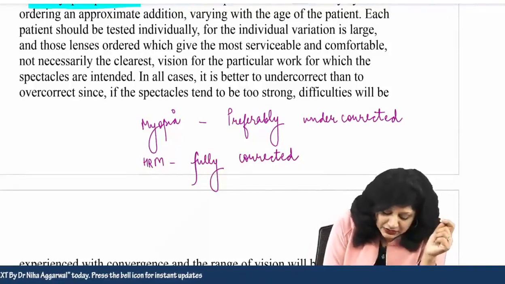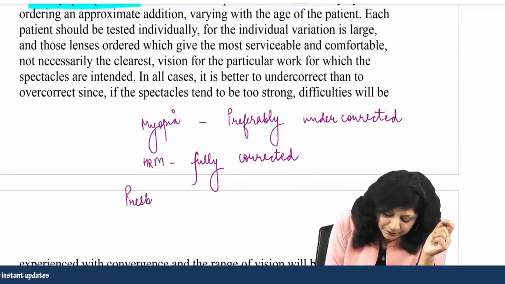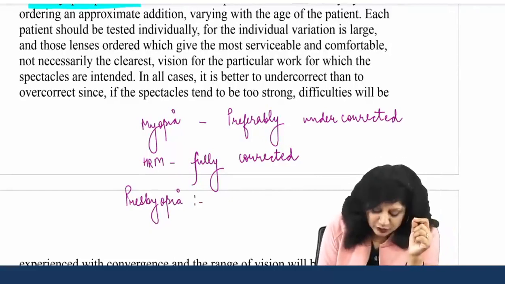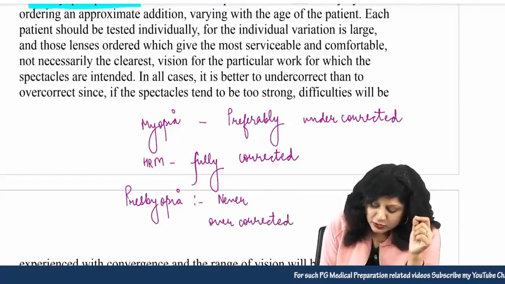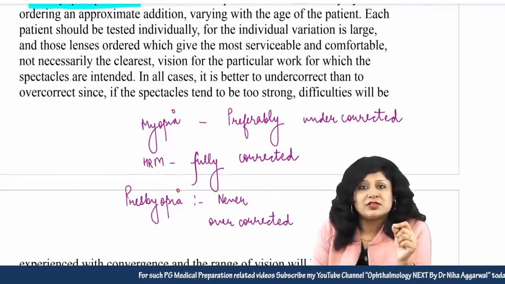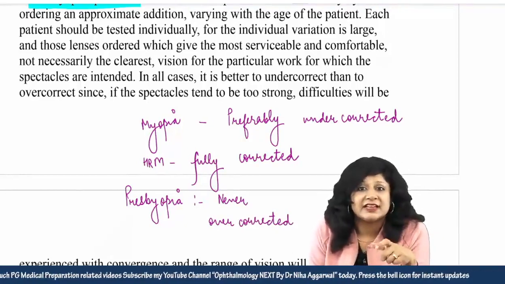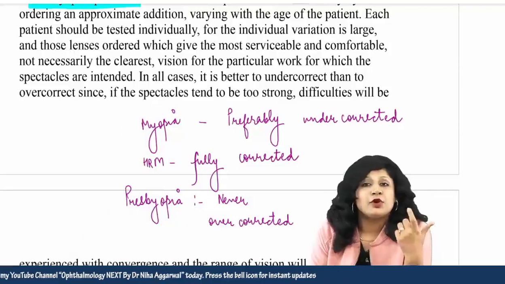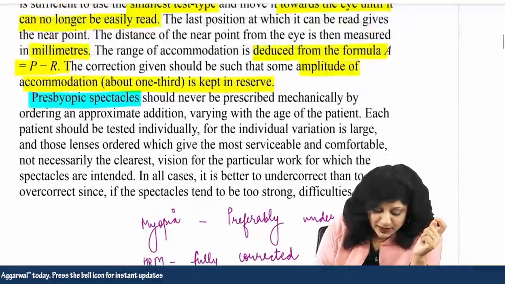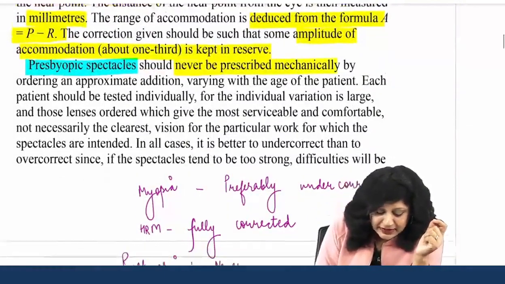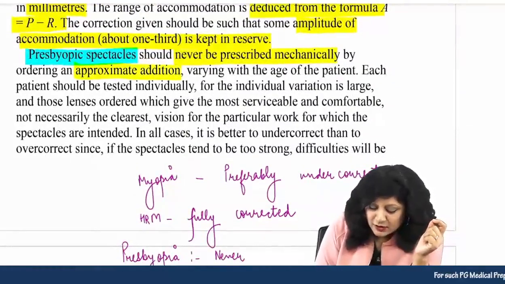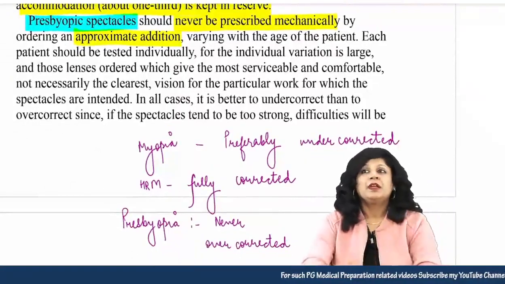Similarly, the third dictum is for presbyopia. As far as presbyopia is concerned, you always have to remember that it is never overcorrected. It should never be overcorrected. If you take these dictums into consideration and go along these lines, it will become very, very easy for you to give the correction. Presbyopic spectacles should never be prescribed mechanically by ordering an approximate addition varying with the age of the patient. Now, what is the reason?